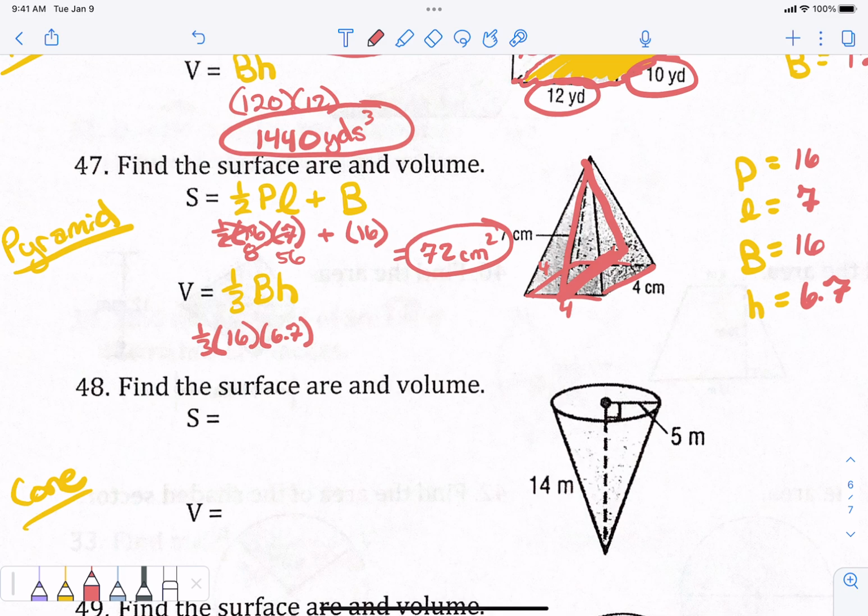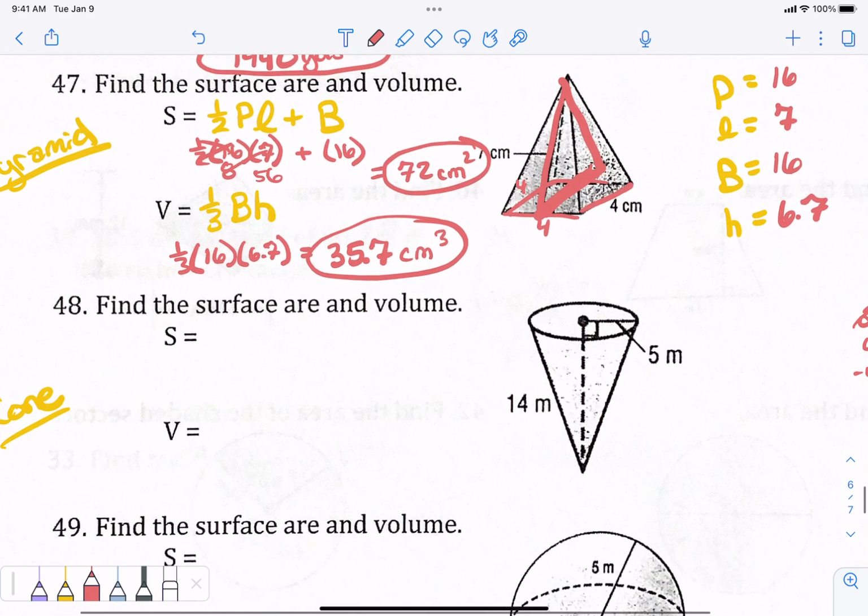I'm 10 steps ahead. Okay, for volume, 1/3 capital B H. 1/3 times 16 times 6.7. And I got something like 35.7 centimeters cubed. Good? All right. I like the cones because you can see them a little better, you know?